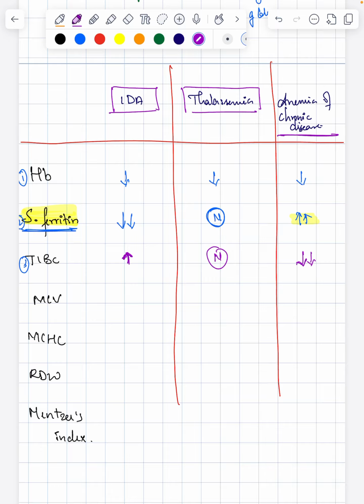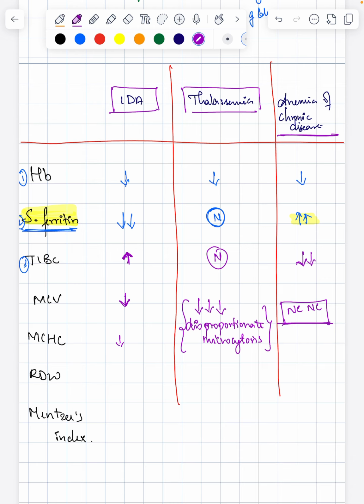Next is your MCV. MCV will be decreased in iron deficiency anemia. It will be very much decreased in thalassemia, where a disproportionate microcytosis will be present. In anemia of chronic disease it will be a normochromic normocytic anemia, while it will be decreased in iron deficiency anemia, and in thalassemia it will be disproportionately decreased.